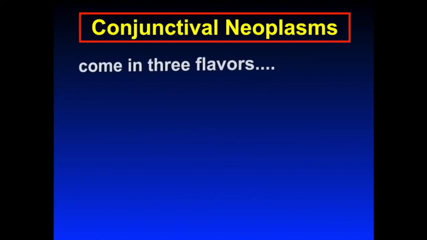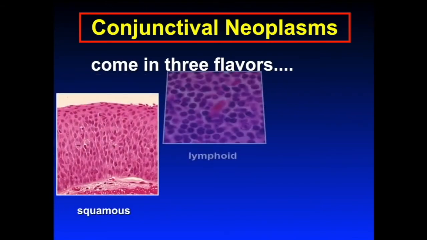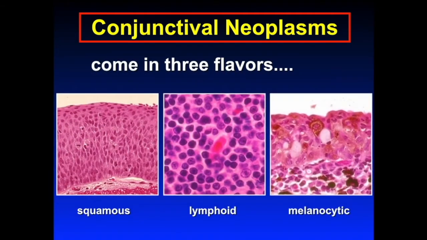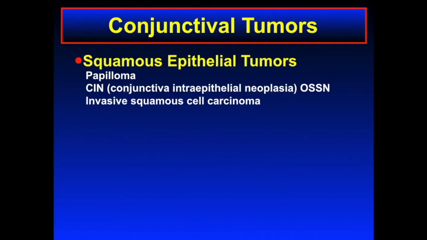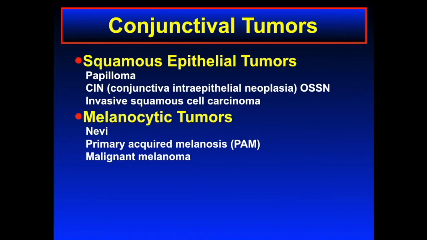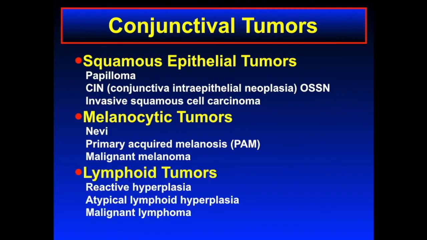Conjunctival tumors come in three flavors: squamous, lymphoid, and melanocytic. The squamous tumors include papillomas, intraepithelial neoplasia, which people tend to call OSSN or ocular surface squamous neoplasia. This includes the intraepithelial neoplasia and invasive squamous cell carcinoma. Melanocytic tumors, we see a fair number of nevi, and the precursor lesion for melanoma, primary acquired melanosis. And of course, malignant melanomas do occur in the conjunctiva.